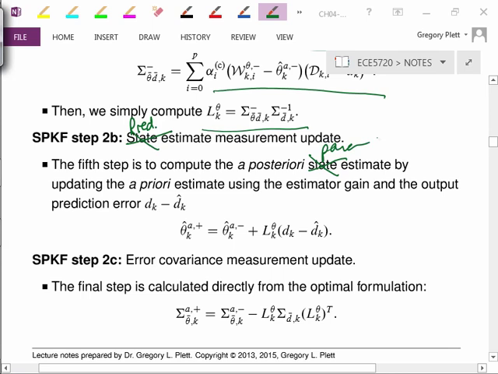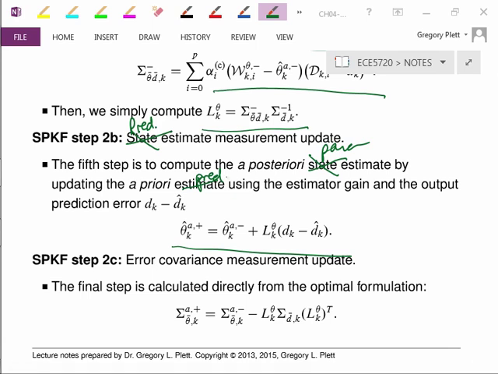So our next step is to compute the posterior parameter estimate by updating the a priori prediction using the estimator gain and the output prediction error. So this step is exactly the same as before. And finally, we do the error covariance measurement update, where we just use this optimal formulation as before. So it's a straightforward application of SPKF to a new problem.